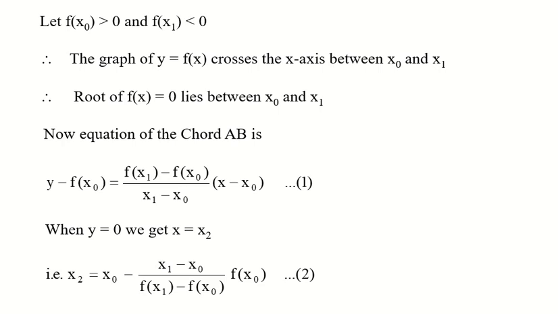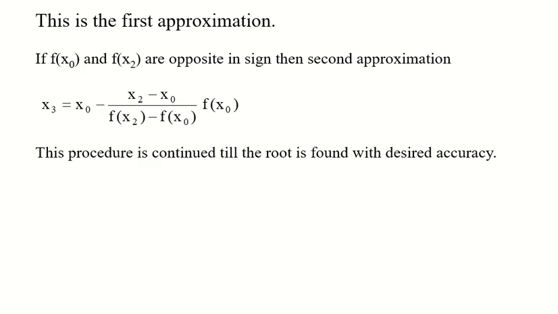If f(x2) is greater than 0, wherever you have x0 in this formula, you replace it by x2. If f(x2) is less than 0, here you have f(x1) less than 0, so instead of x1 you write x2 in this formula to get x3. So you go on calculating x3, x4, x5 till two successive approximations are equal.